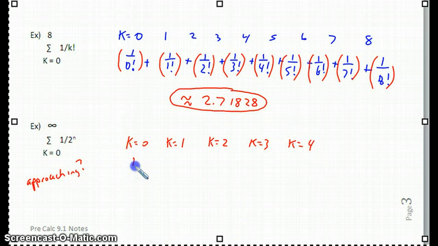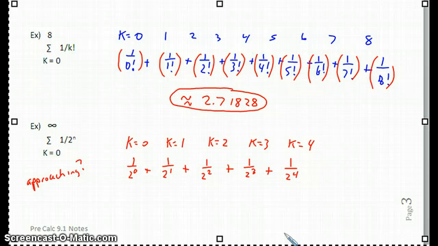So I would do 1 over 2 raised to the 0 power, plus 1 over 2 raised to the first, plus 1 over 2 raised to the second, plus 1 over 2 raised to the third, plus 1 over 2 raised to the fourth. And I could continue that. But I'm going to see what this equals and see if I can identify the pattern. As you're doing this, it's probably a good idea to type it in your calculator as you go. Not all at once, so I'm going to do 1 divided by 2 raised to the 0, and I get 1.